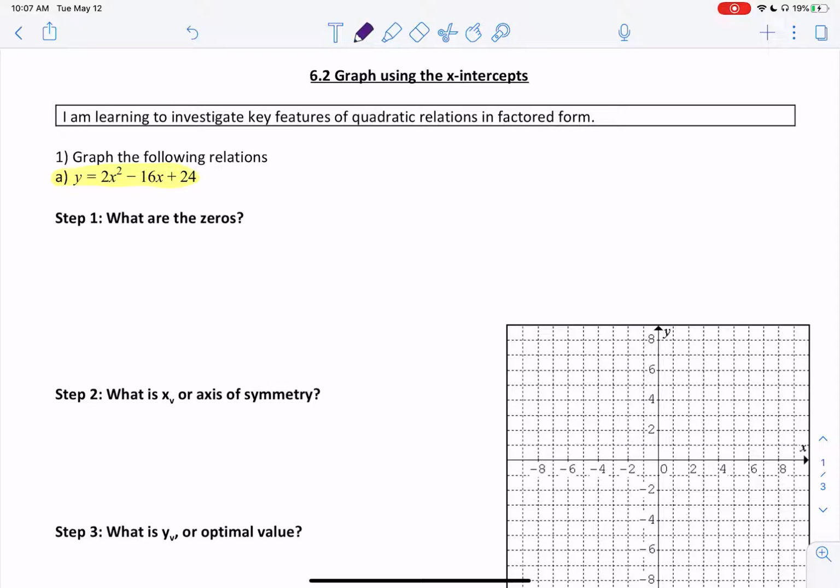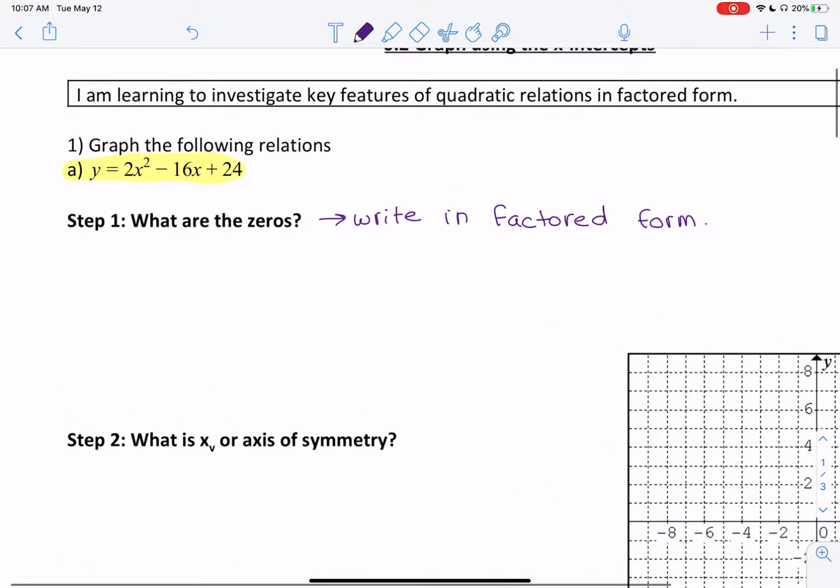The first thing we're going to do when we graph it is start by finding the zeros. And in order to find the zeros, I need to write our equation in factored form. So how I do that is I'm just simply going to factor our equation. So I'm going to rewrite it out. First thing we always do is see if we can common factor anything here. So I look at all my coefficients. I have 2, -16, and 24, and all of those are divisible by 2. So let's common factor out the 2.